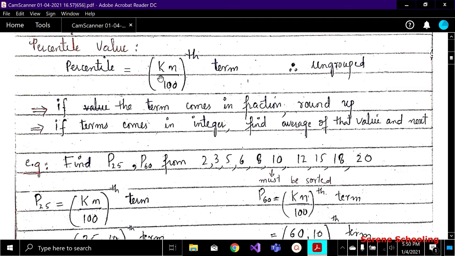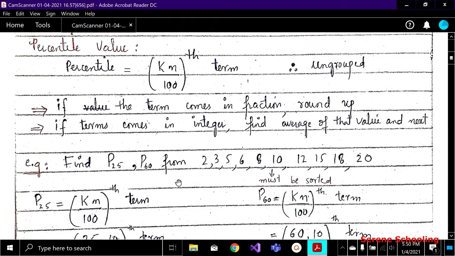So k is this: if the question says to find the percentile value of P20, then that percentile rank 20 is this k. And n is the number of values in that array, divided by 100, and you have to take it as a term, you cannot consider it the answer. It will not give you the answer, but the position, that term, right? We will see this through an example.